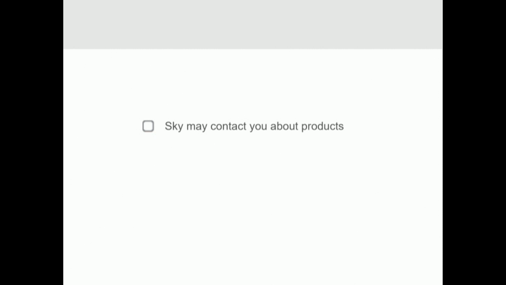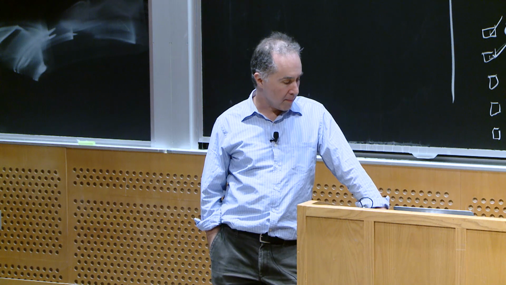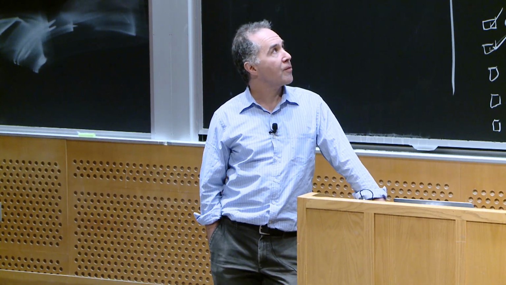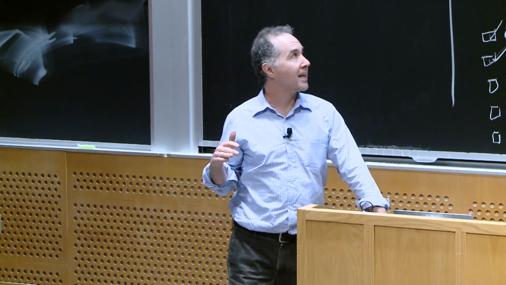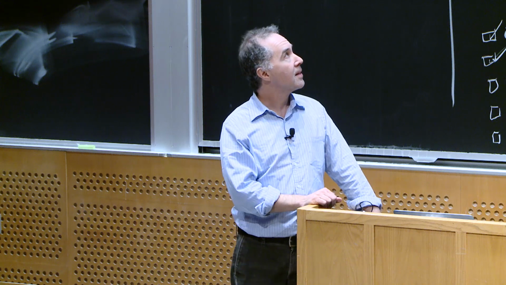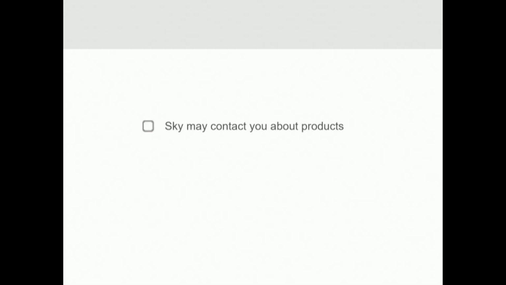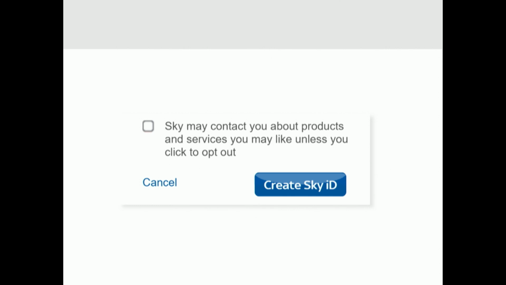Here's one. This is one of my favorites. This is actually from the British cable TV company Sky, and very helpfully they allow you to opt in or out of their spamming list. There you see a button that says, Sky may contact you about products. So the question is, do you click that or not? No. Megan says, no, you don't click that. Well, look at what it says underneath that. May contact you about products and services you may like, unless you click to opt out. So it turns out that is actually the opt-out button.